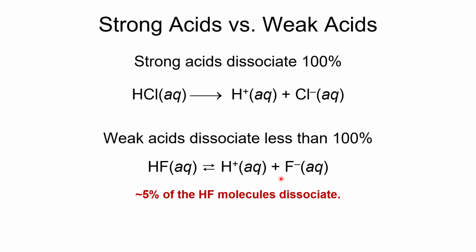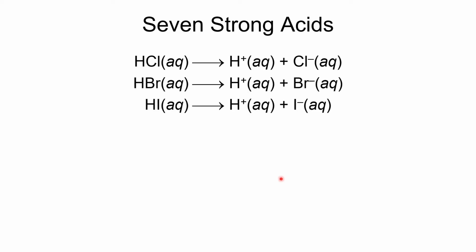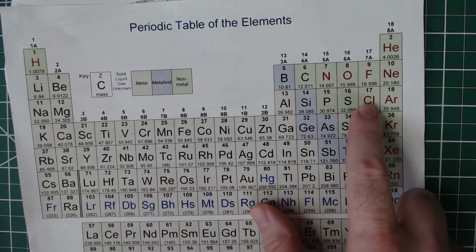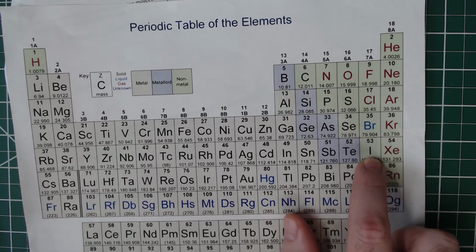So now that I've given you that public service announcement about strong acid versus weak acid, I want to show you a list of 7 strong acids. I want you to memorize this list. All right, we've got hydrochloric acid, hydrobromic acid, and hydroiodic acid. If you look on the periodic table, you will see that these are the acids. And here, I'm going to get the periodic table. Here you go. So these are all in group 7. So hydrochloric, hydrobromic, hydroiodic. All right, so those are all in group 7 on the periodic table.